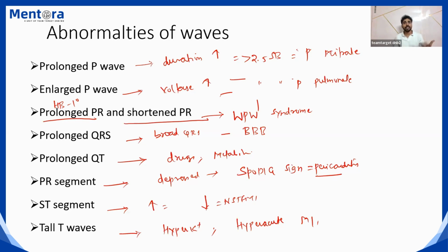Then comes a prolonged QT. You can see it from the beginning of the QRS complex to the ending of the T wave. If it is prolonged, you can suspect drugs, or any metabolic cause like hypokalemia.